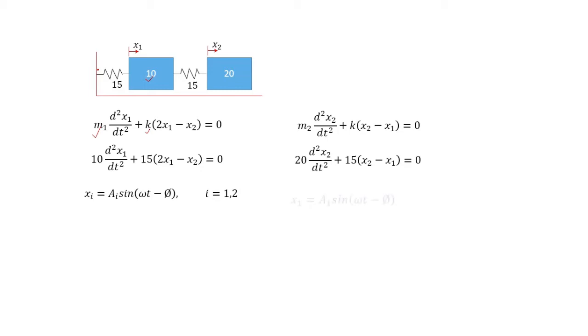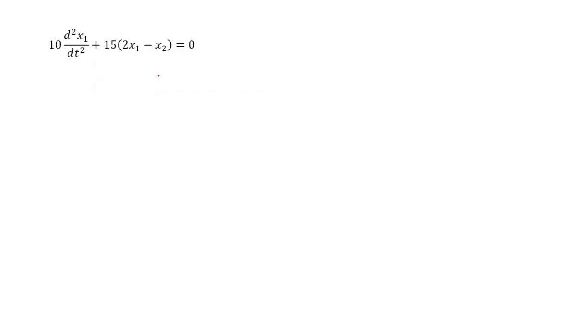So now putting i is equal to 1, you will get x1 is equal to a1 sin omega t minus phi, and i equal to 2, you will get x2 is equal to a2 sin omega t minus phi. So this is the governing equation for mass m1, which is written as 10 into d square x1 by dt square plus 15 into 2x1 minus x2 is equal to 0, where x1 is written as a1 sin omega t minus phi. But we are also interested to calculate d square x1 by dt square. So double derivative of x1 with time will give us d square x1 by dt square is equal to minus omega square a1 sin omega t minus phi.